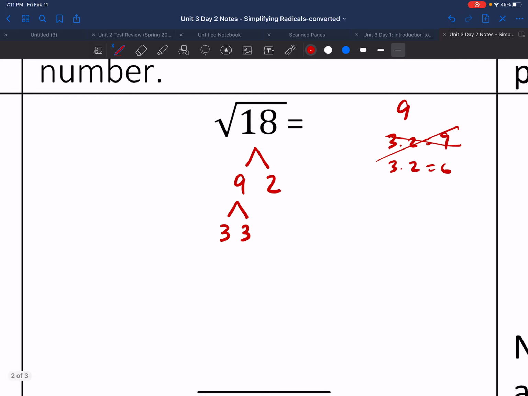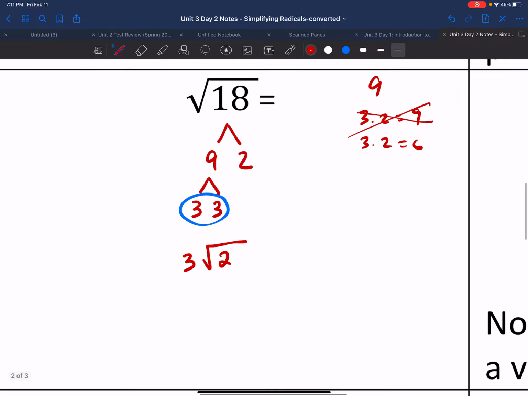Okay, these 3's are prime numbers, so that means that I'm done, and I can go ahead and just circle that and bring one 3 outside of the radical sign. And then what's left, what's lonely, is this 2. So there you go.